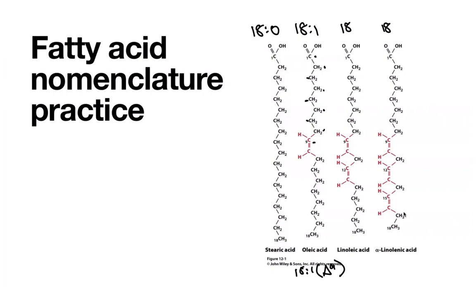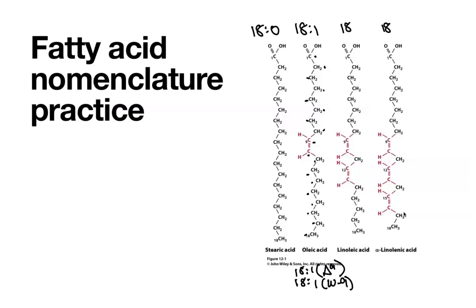Well, here too, we're still going to start with that 18, 1, but now we're going to count from the other end. So we're going to say 1, 2, 3, 4, 5, 6, 7, 8, 9. And again, we get to our 9th position. So this would be an omega 9.